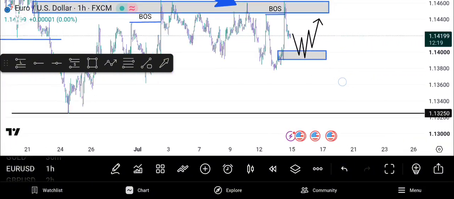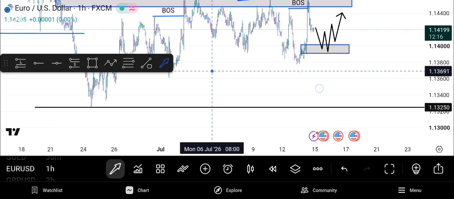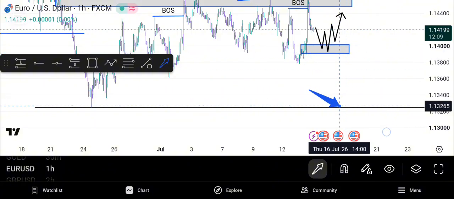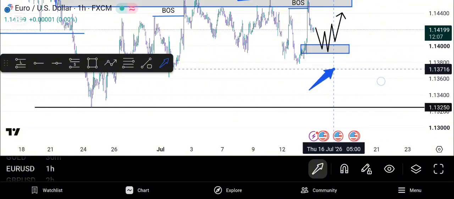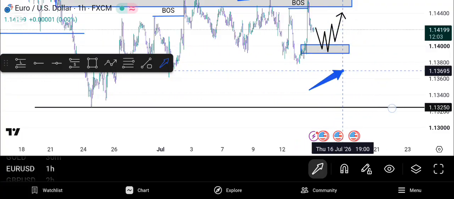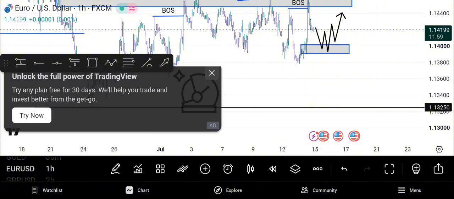But again, we can see that should price break this level and continue going down, then we can sell this market from here down to this level. We have this room or this space to sell this market from here down to this level. So that is my analysis on EURUSD.